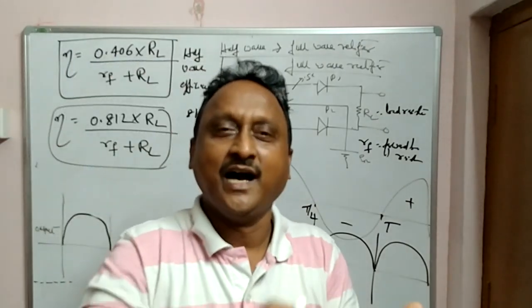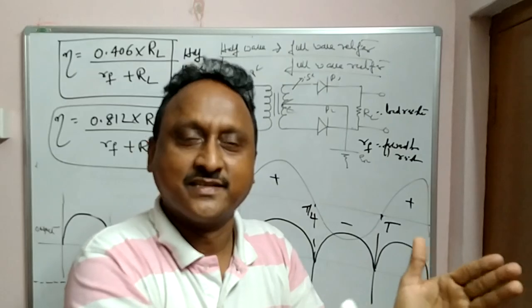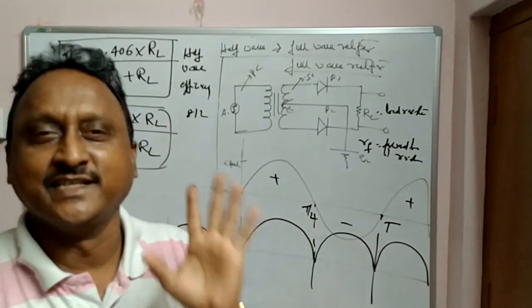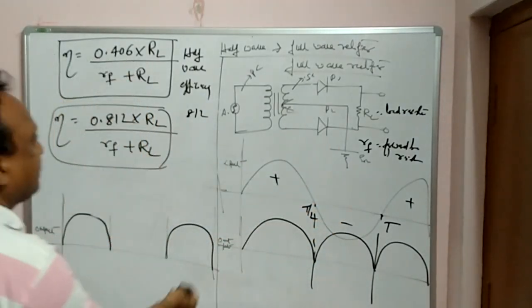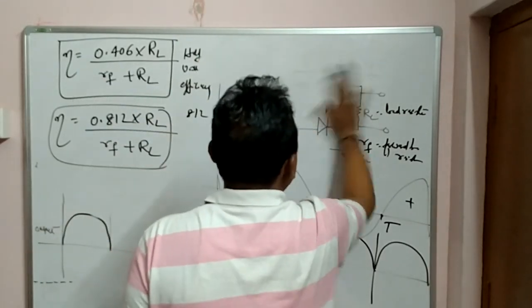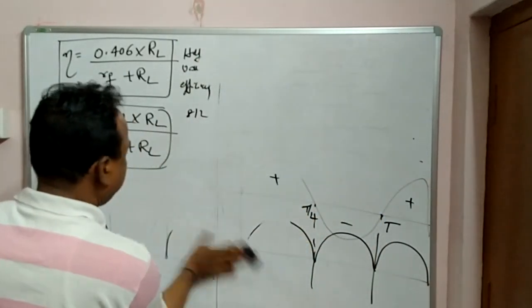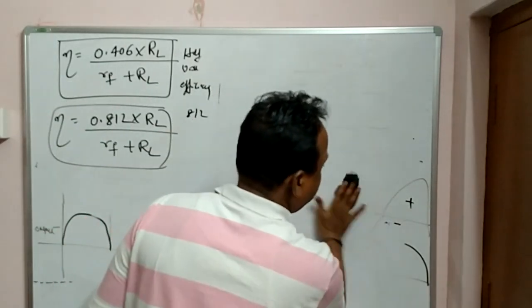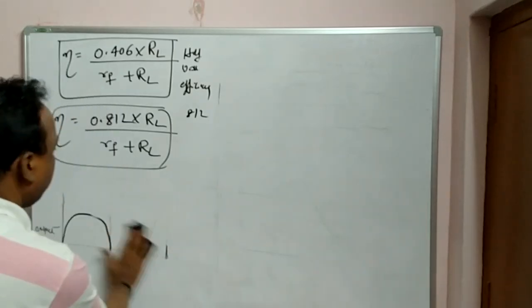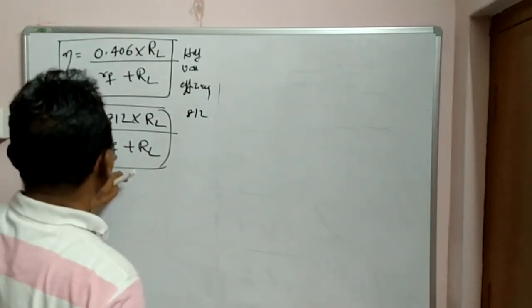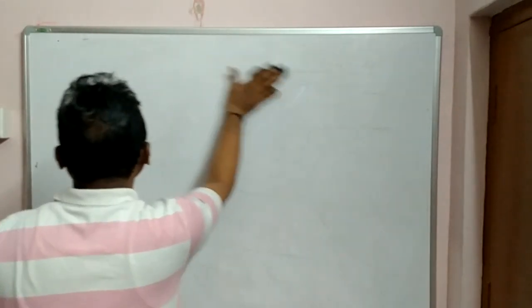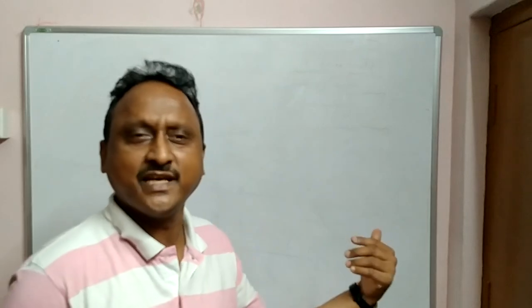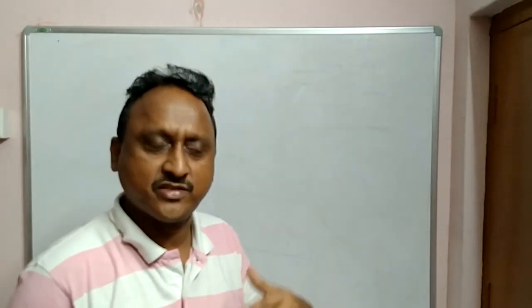So in this fashion, rectification is done in two ways, half wave and full wave, by using PN junction diodes. Single diode, half wave. Two diodes, full wave. And this formula is very, very important: 0.406 into RL by RF plus RL, or 0.812 into RL by RF plus RL. RL is external load resistance. Clear? Any doubt? Please note this formula; when these values are given, you can apply it and calculate the efficiency of the rectifier. So finally, rectification means converting AC, alternating current, into DC, direct current, by using PN junction diodes. So PN junction diodes are used as rectifiers.